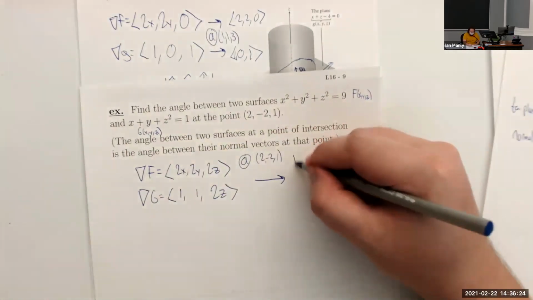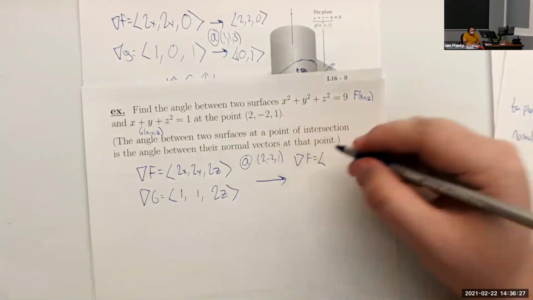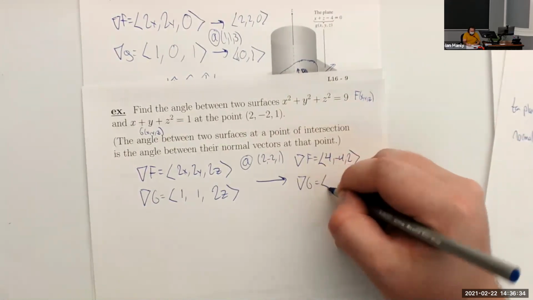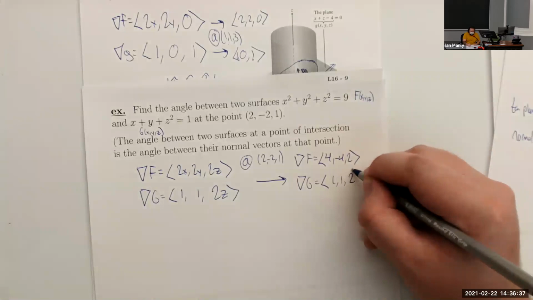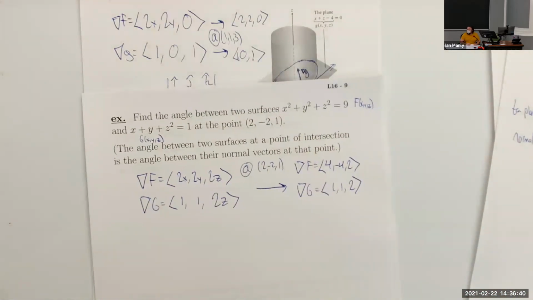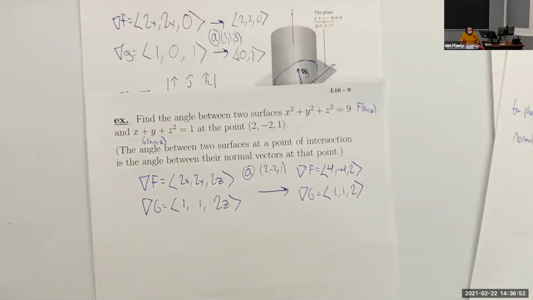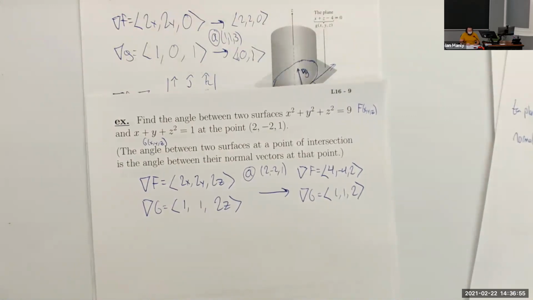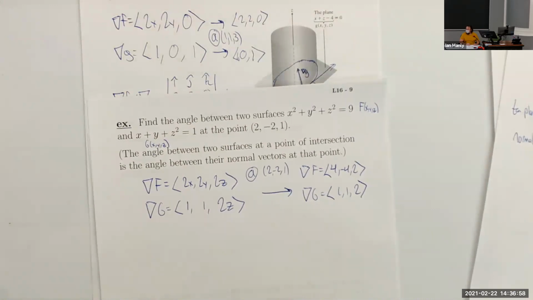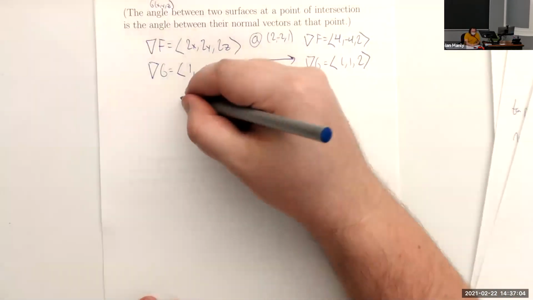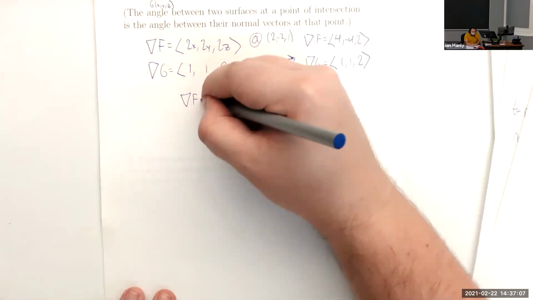So this gradient here for f is going to be 4, -4, 2. Meanwhile, the gradient of g will be 1, 1, 2. Now we want to know the angle between these two vectors right here. Can we make that gradient 2, -2, 1? That wouldn't be the gradient anymore, but it would actually give you the same answer in this problem, because what we're going to do is take the dot product of these two. And why on earth would we do that? What's the point of doing the dot product of these?